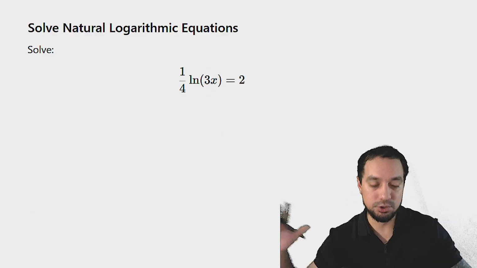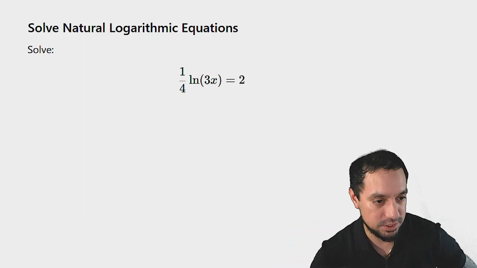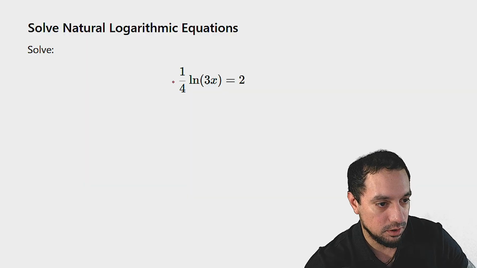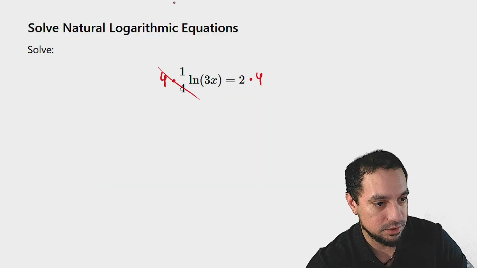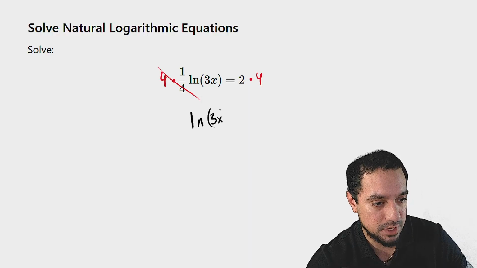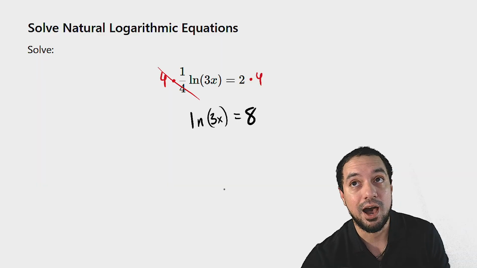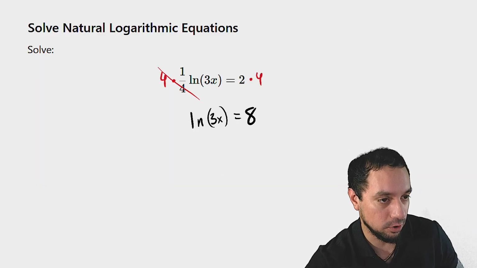So my goal is to do a form change. Before I can do the form change, I must isolate the logarithm. So the 1/4 has to get moved over. I'm going to multiply both sides by 4. These end up canceling, and that gives me natural log of 3 times x equal to 8. All right, I am in the clear to go ahead and do a form change.